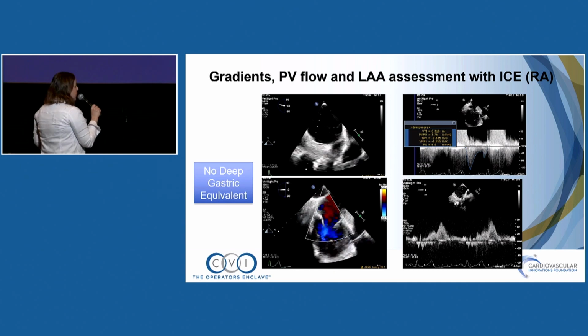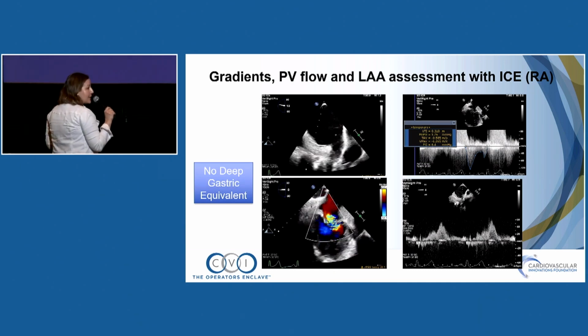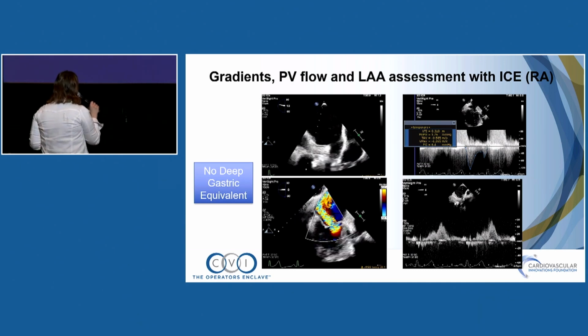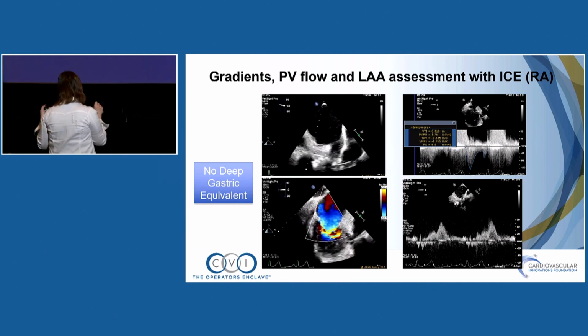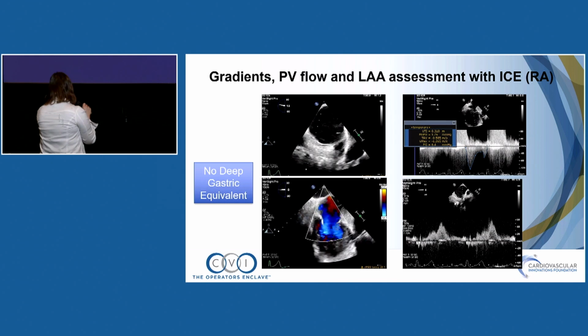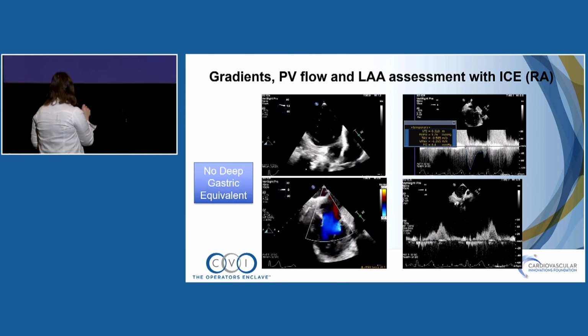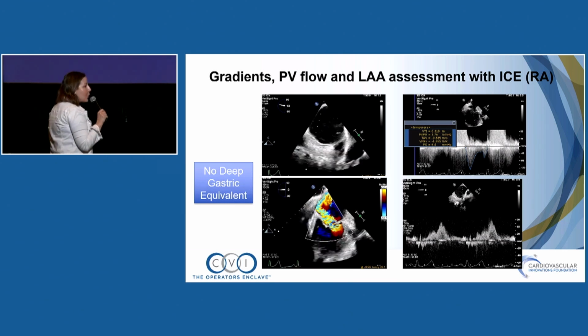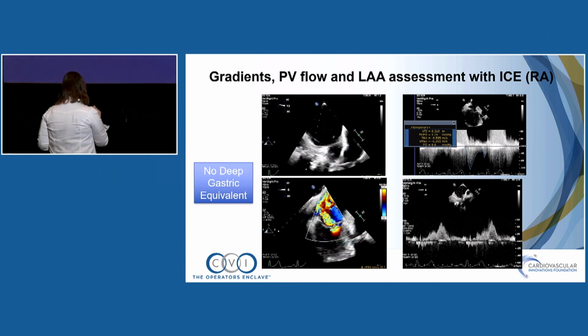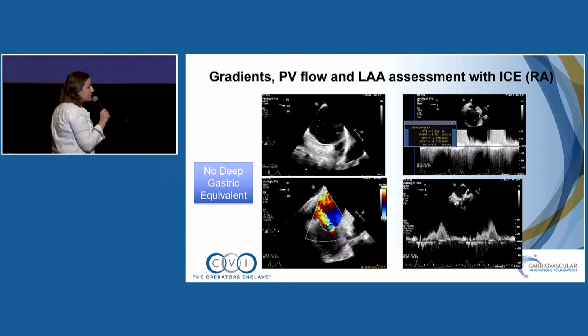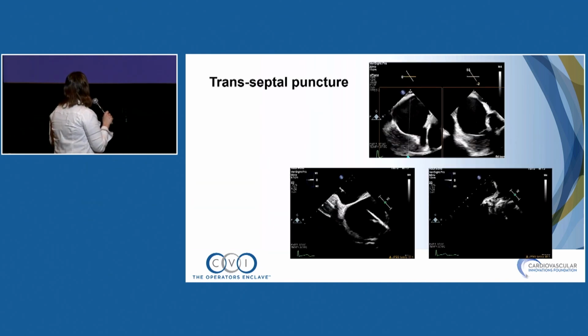Next slide. But the nice things that you can get from the right side with your ICE catheters: you can see the left atrial appendage, you can get gradients across the mitral valve, you can look at your pulmonary veins, and the color Doppler is reasonable, it's okay to see. Just to know, you don't have deep gastric views with this, and we do use our deep gastric views to get a hemodynamic assessment of these patients.